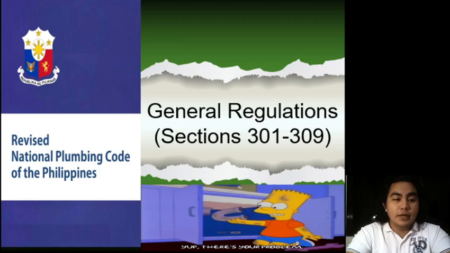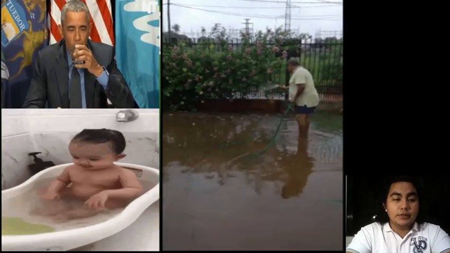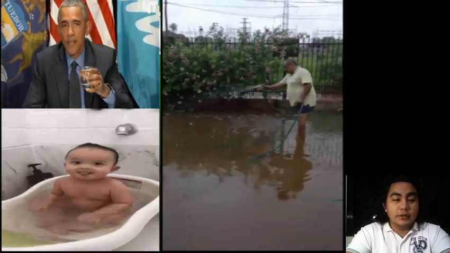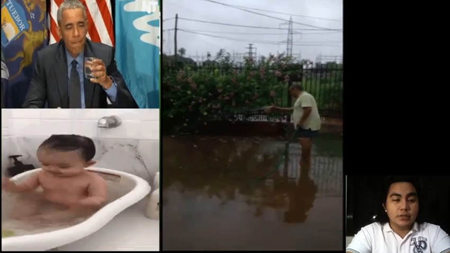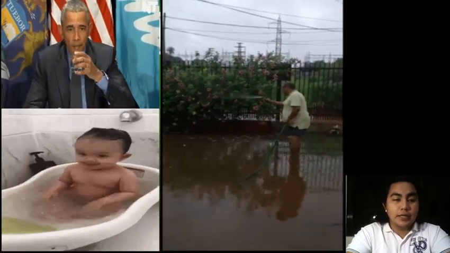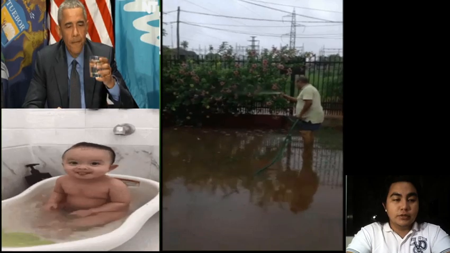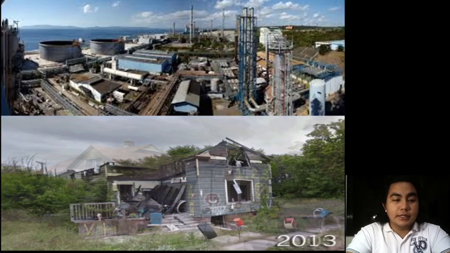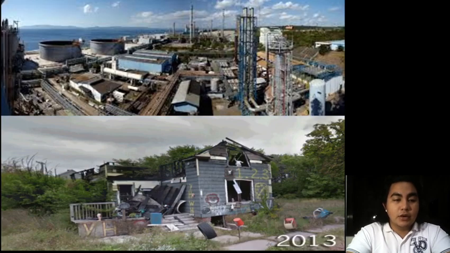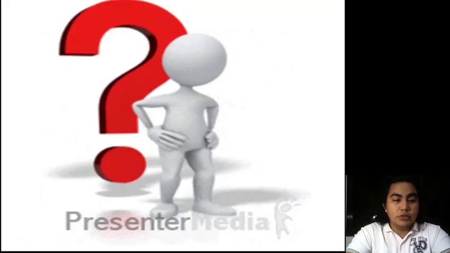Today, I'm gonna discuss sections 301 to 309 of the General Regulations under the revised National Plumbing Code of the Philippines. Our day-to-day activities involve water, like drinking it, taking a bath, cleaning the dishes, watering the garden, and even when we take a pee or poo, there's water involved. In our houses, facilities, or any establishments, water also exists, such as rainwater. But where and how do we dispose of this wastewater after making use of it?